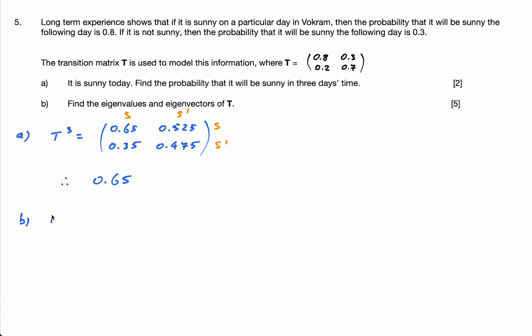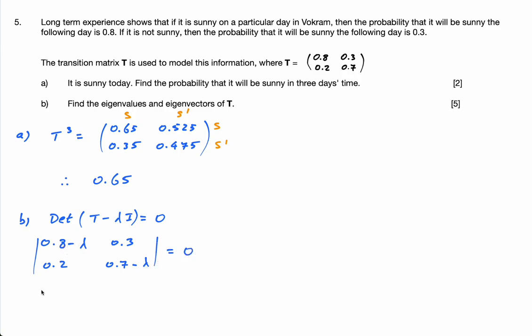So the first step, the determinant of T minus lambda I equals 0. Write this down, you get a method mark for it. If you want to know why I'm doing any of these things, watch my video, because I'm not going to go into that much detail. I'm just going to show you how to do it. Then I have to actually get T minus lambda I. So it's 0.8 minus lambda, 0.3, 0.2, and 0.7 minus lambda. So the determinant of this equals 0.